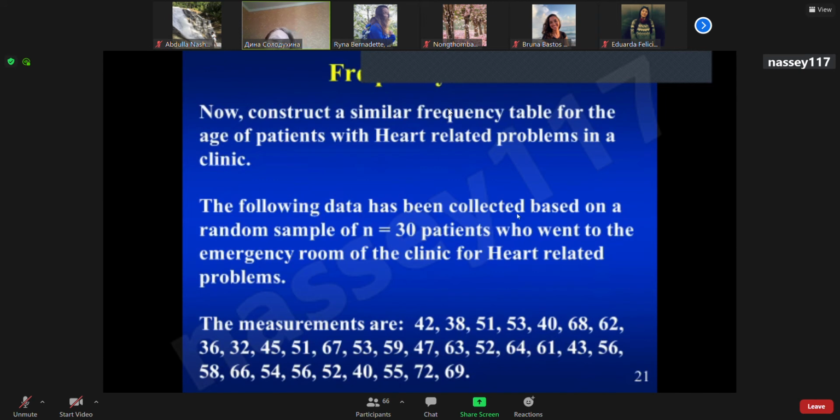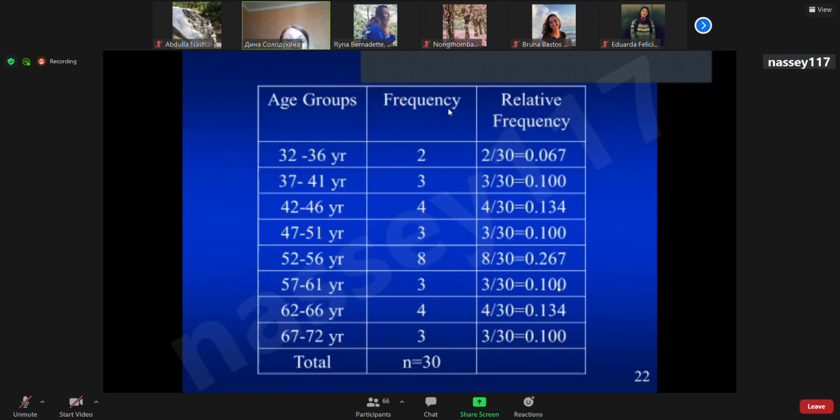Then let's say another example. If we analyze the age of patients with heart-related problems, we also have age for every subject. Then we make a table, but we put in the table the interval of age, and also we give frequency for each variable, and relative frequency is calculated.